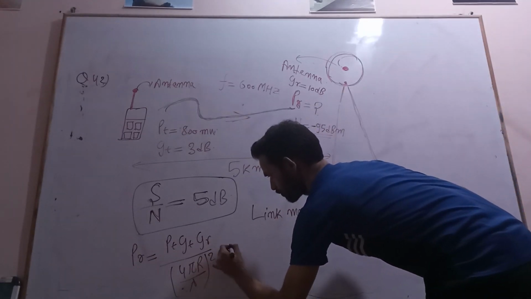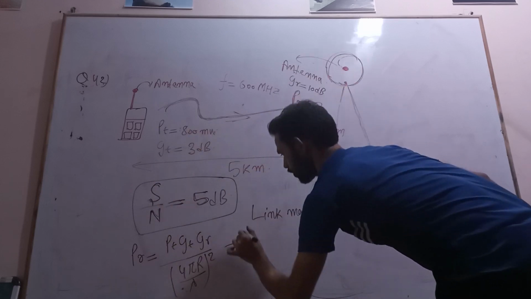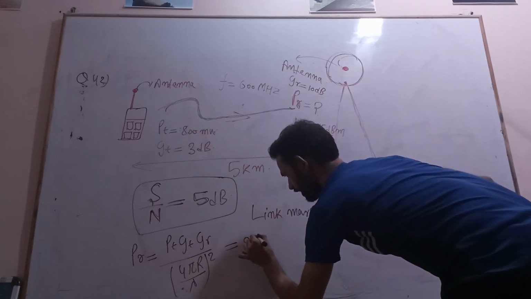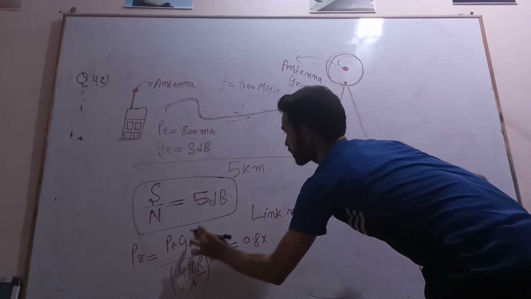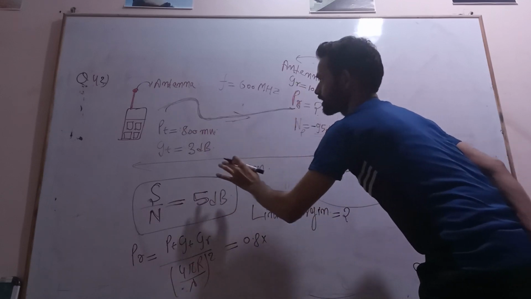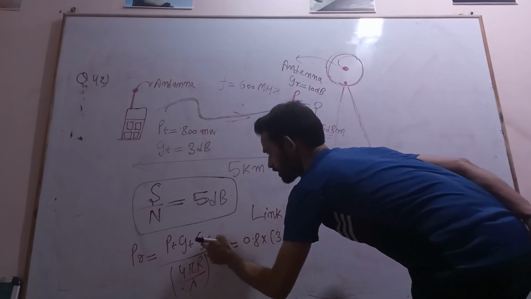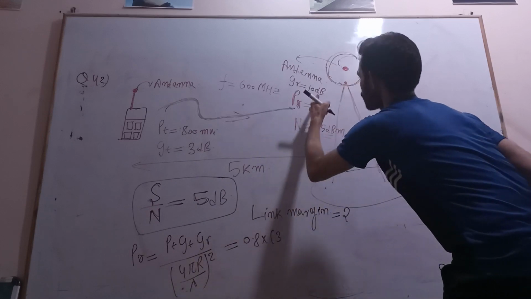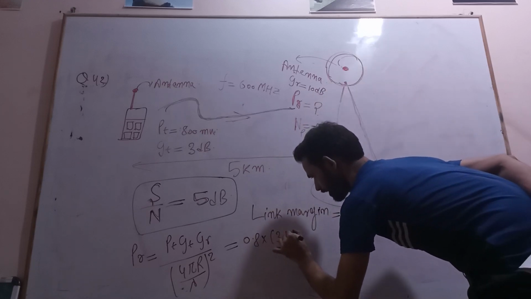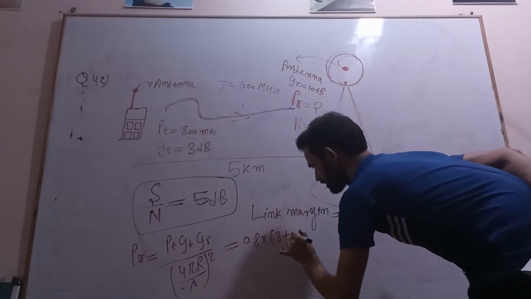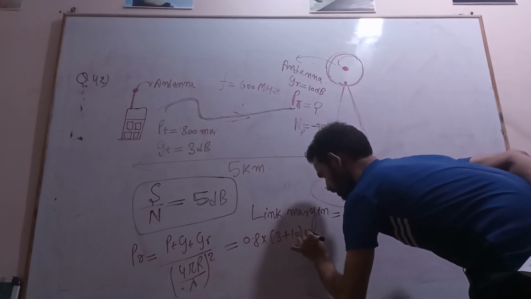Now see here, this is PT. How much PT is there? Transmitting power is 800 milliwatt. I can write this as 0.8 watt, into transmitting gain. Transmitting gain of the antenna is how much? 3 dB. And the receiving antenna gain is how much? 10 dB. So I can add, because in dB gain is always added. So this is 13 dB.